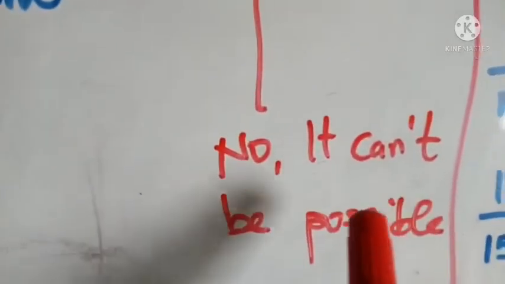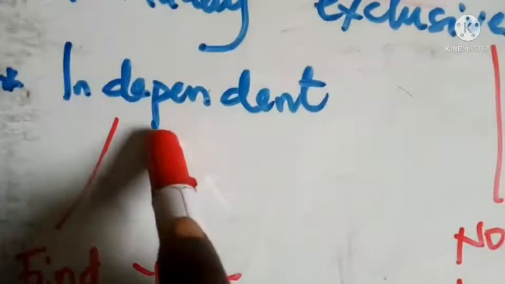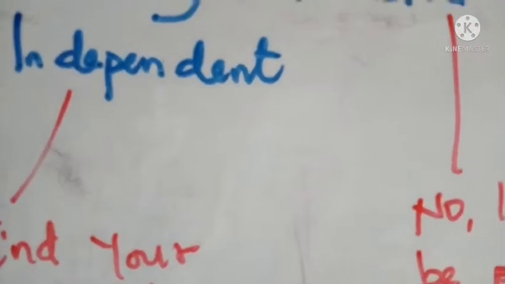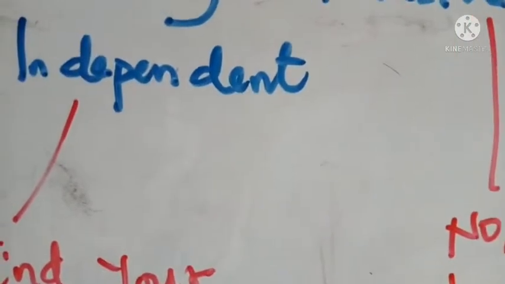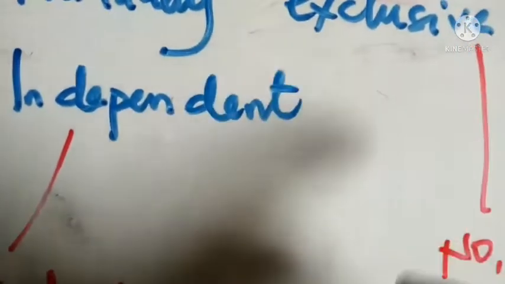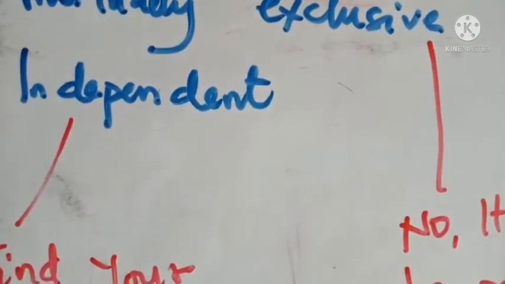Otherwise, it can be possible, right? Those two things can be possible. And then independent, as the name suggests, means that you should be on your own. You don't depend on anybody to survive. So that is also another point. Let's look at these two terms and how to apply them in probability.